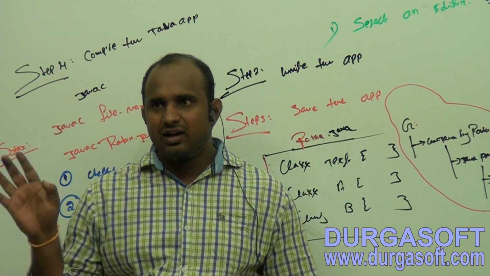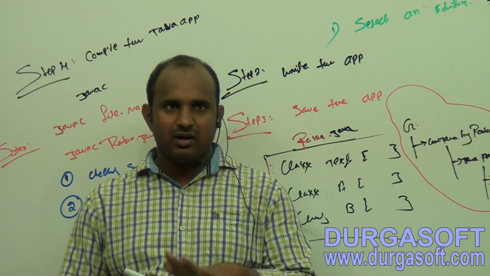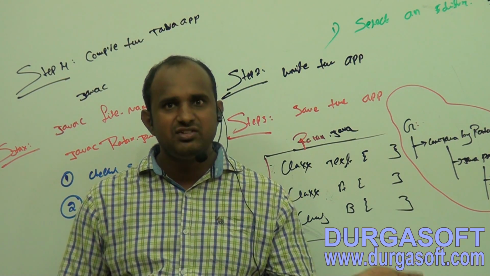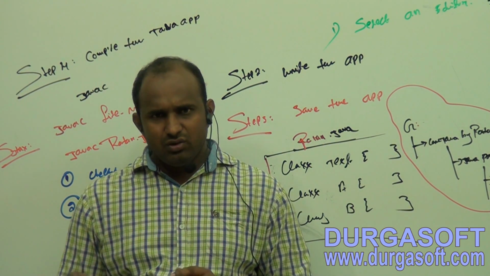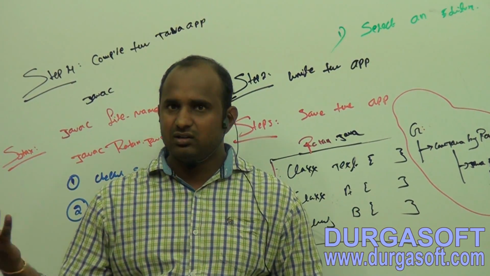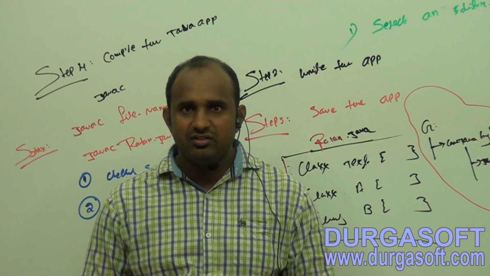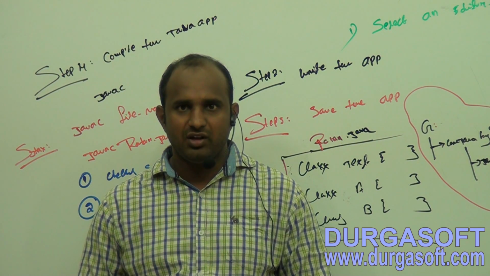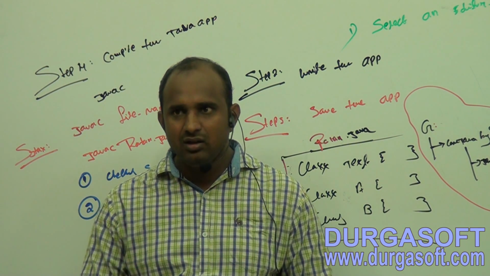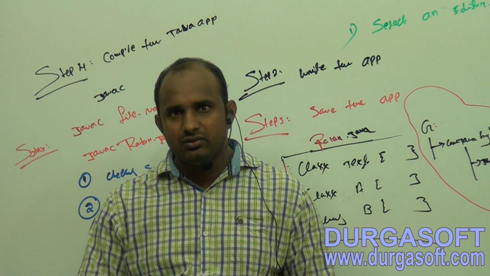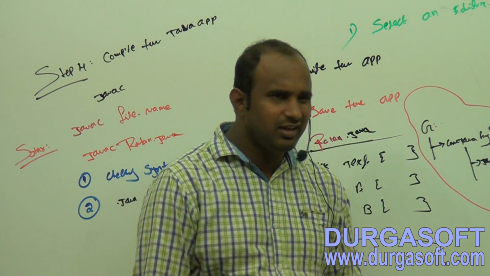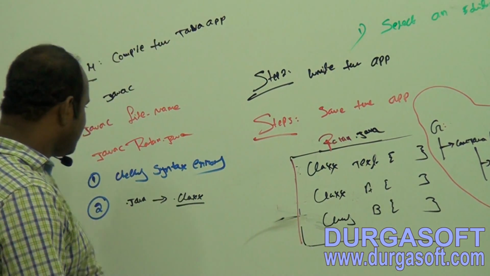Ratan, my source file contains 1000 classes. After compilation, 1000 .class files will be generated. Ratan, my source file contains lakhs of classes. After compilation, lakhs of .class files are generated. So the .class file generation is based on the number of classes present in the source file. Clear?